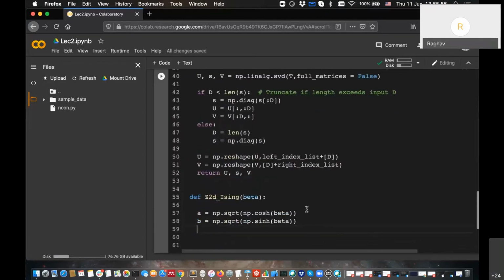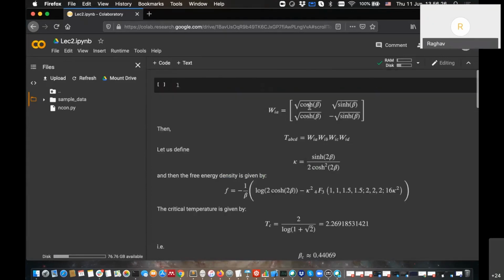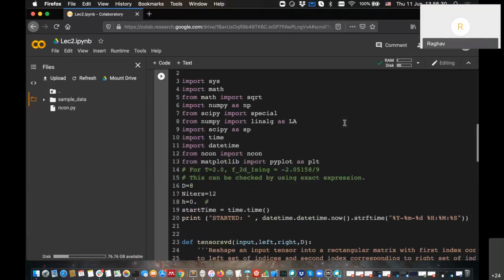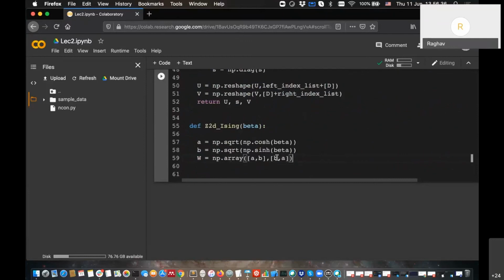And then we want to construct this W. How do we do that? We just do it like this: A comma B, B comma, and that is what we do here. So this is A, B, A minus B. Okay, so A, B, A minus B. So this is what we get.